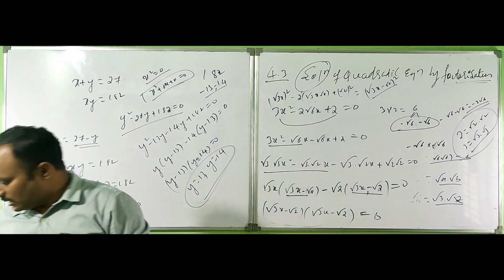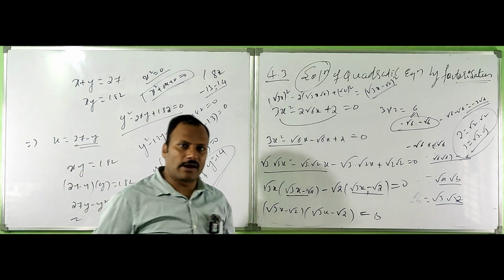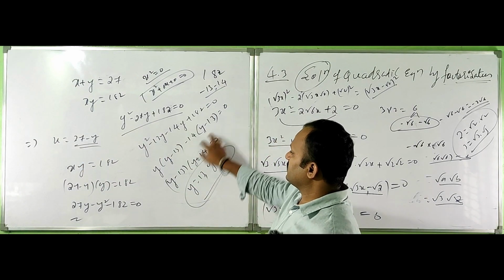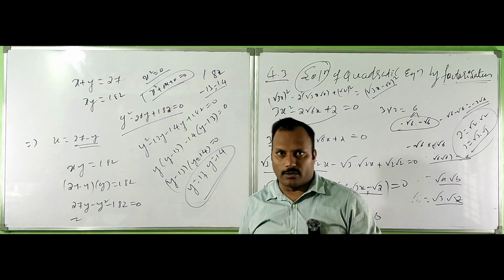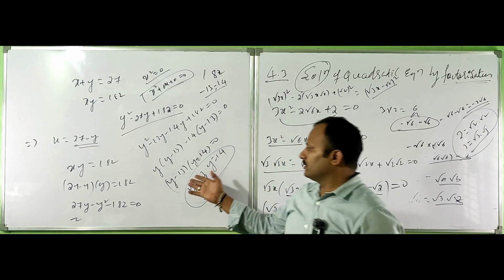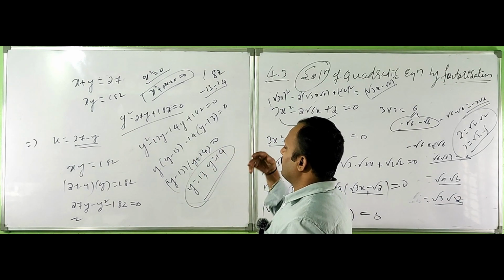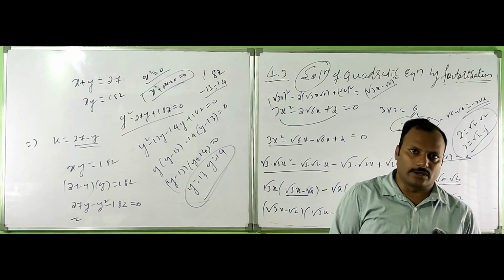Right? Then in the solution by the splitting factorization method, we get two linear factors in product form. So it is either this one equal to 0 or this one equal to 0. Either y minus 13 equal to 0 or y minus 14 equal to 0. Then you get the corresponding values.